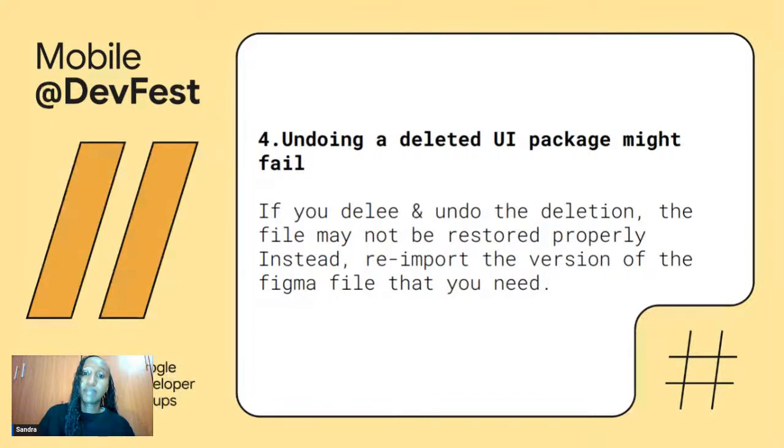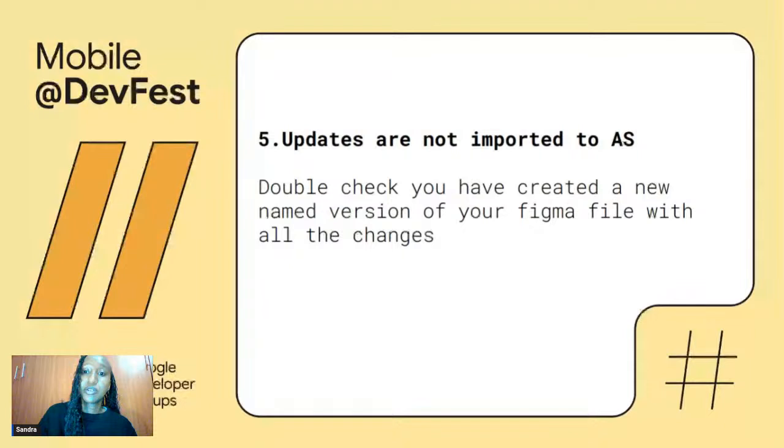So the fifth one, updates are not imported to Android Studio. So double check that you have created a new named version of your Figma file. And that is why the version control tool comes handy in Figma. We can keep track of what we changed in Figma, and also if it's not reflected, we can reload from disk again. Yeah, we're just supposed to double check if the designs in Figma are correct.